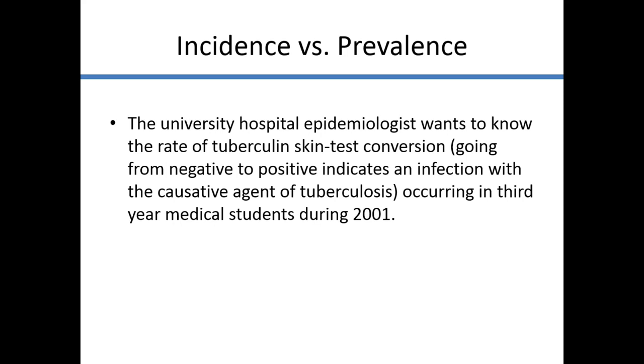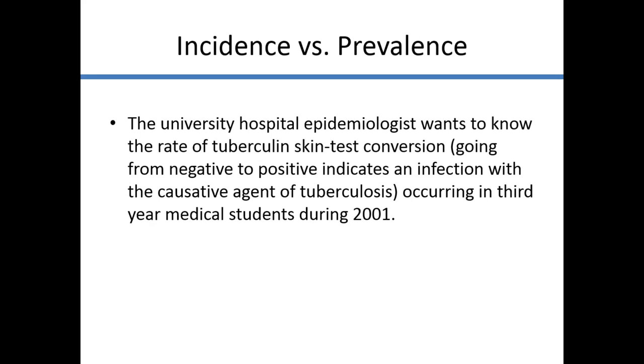The University Hospital, this is another example. If you have a question about this, please ask. I haven't really looked at the question box yet, but I will shortly. The University Hospital epidemiologist wants to know the rate of tuberculin skin test conversion, that is, going from negative to positive, which indicates an infection with the causative agent of tuberculosis, occurring in third year medical students during 2001.